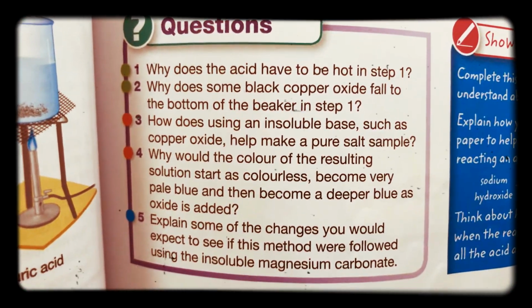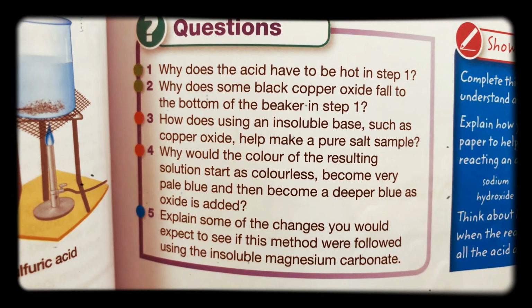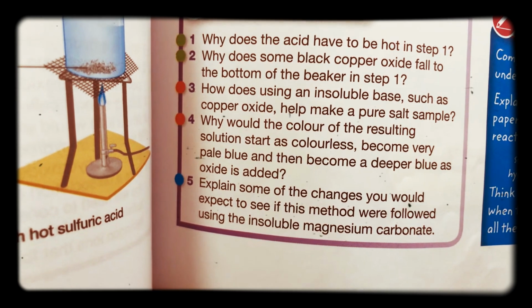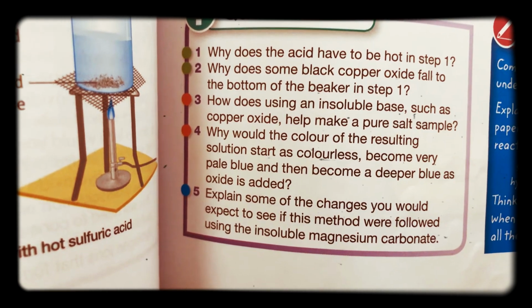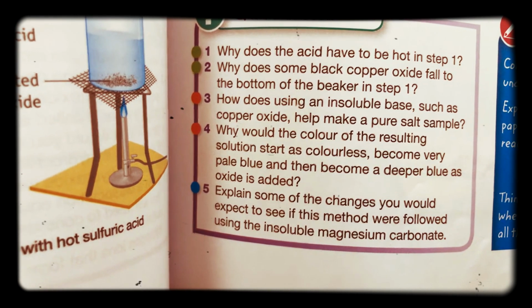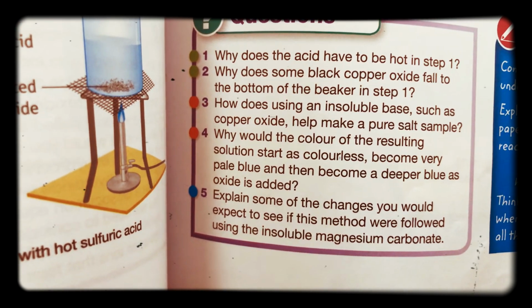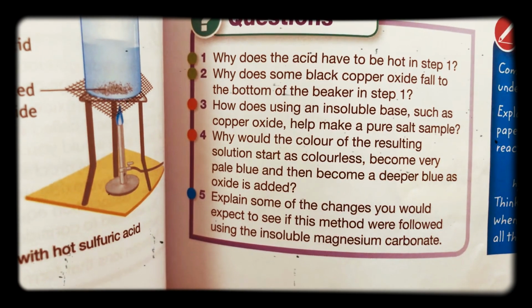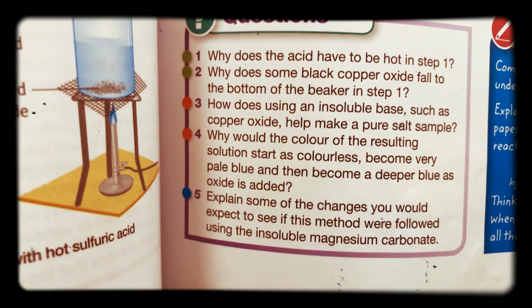Okay. Why would the colour of the resulting solution start as colourless, become very pale blue, and then become a deeper blue as oxide is added? Pause the video. Well, as you're adding more and more copper oxide, you are introducing more and more positively charged copper ions into the solution. The more of those copper ions that are there, the more blue your solution is.